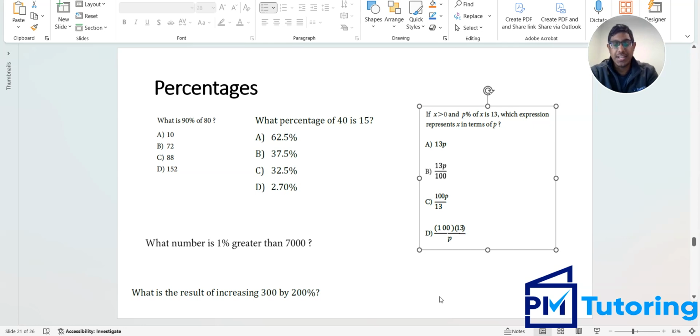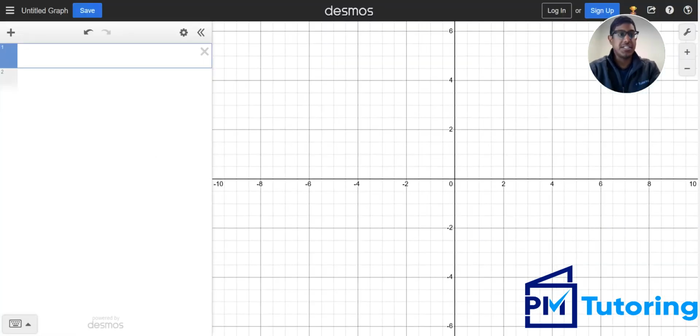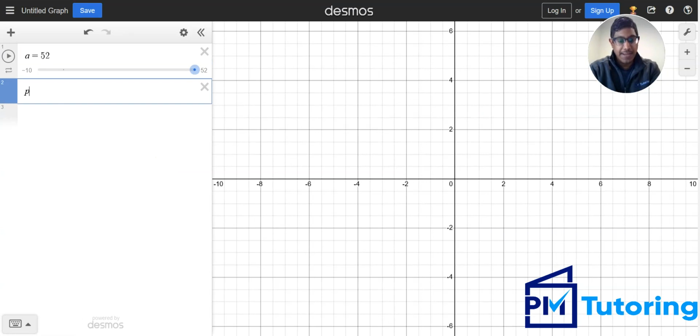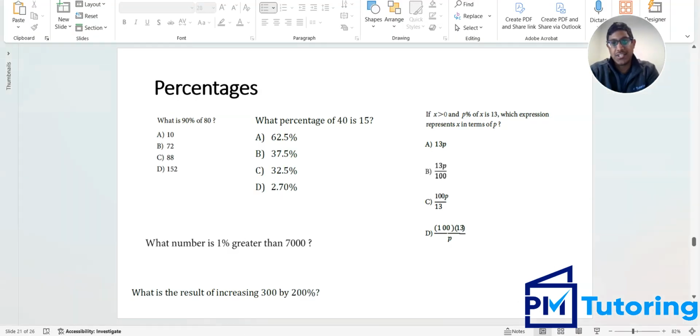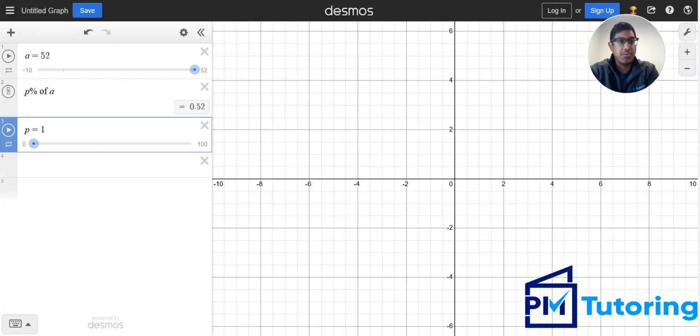So some percent of some number is 13. To make our lives easier, we should probably pick a number that's a multiple of 13. I'm going to go with 52. So let's call a equal to 52. Then p% of a is going to equal something. And because we're dealing with percentages, we probably want our percentages to go from 0 to 100. So we want p% of a, which is x, or in this case we assigned it the value 52, to equal 13 as per the question.